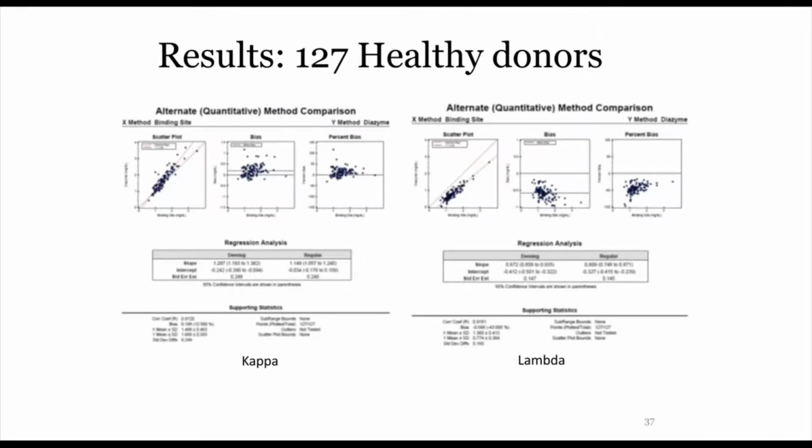For the second part of our study, we took serum specimens from 127 presumed healthy donors and analyzed the specimens on both the binding site free light and the Diazyme kappa lambda assay. As you can see from the method comparison plots, the comparisons show relatively high correlation within this range, with both correlation coefficients above 0.9. However, there is a positive proportional bias of approximately 15% in the kappa and a negative proportional bias of 20% in the lambda. There also appears to be a constant bias of approximately 0.3 milligrams per deciliter in the lambda.